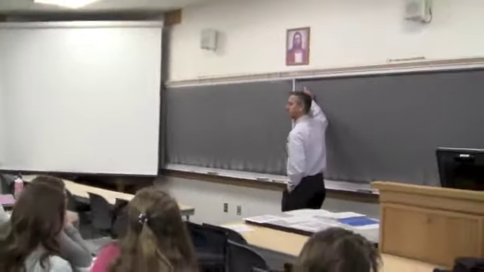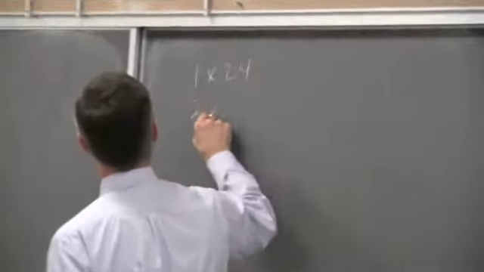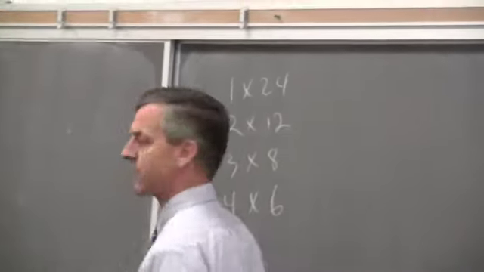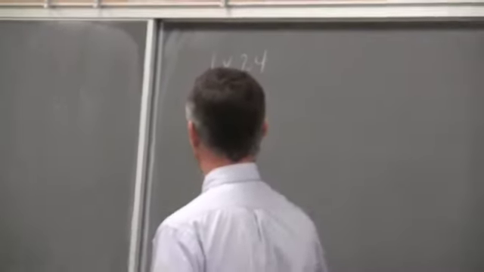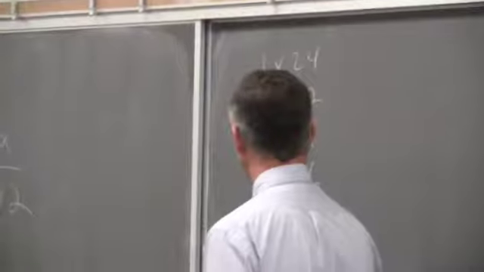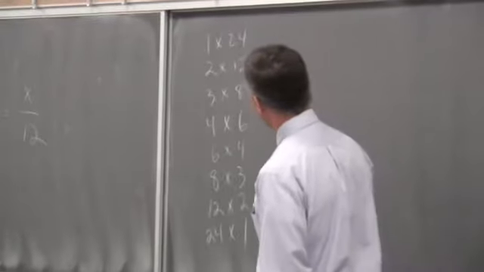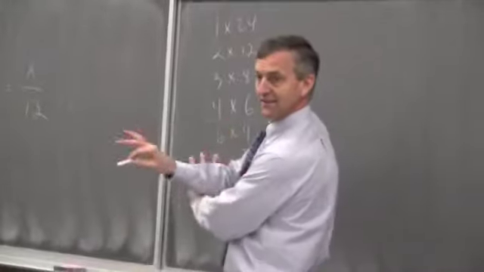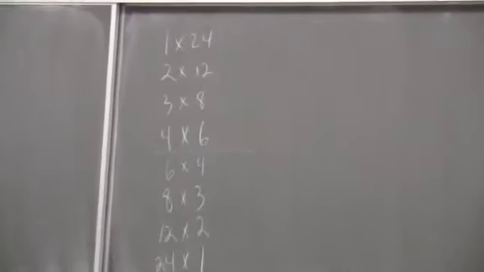So what did you get? What were the different dimensions? 1 by 24, 2 by 12, 3 by 8, 4 by 6. And then we could keep going and get what? 6 by 4 and 8 by 3 and 12 by 2 and finally 24 by 1. Okay, but right in here, it just flips it.